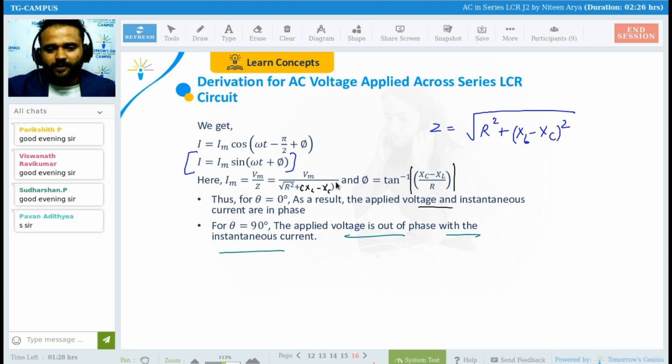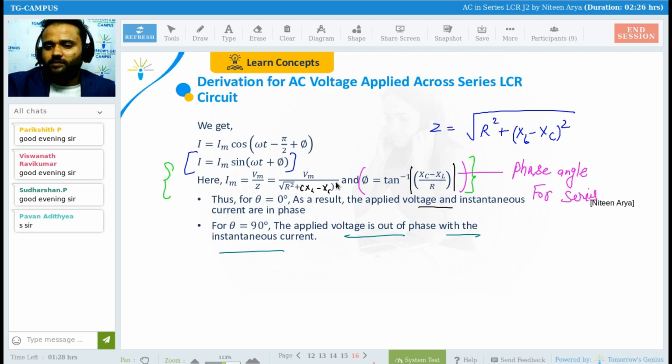Okay. So in this way, we can find the I equation and Q equation in general. This formula is very, very important. Directly they ask for Im, the magnitude or maximum value in an LCR circuit. Directly they ask for the phase angle. This is your phase angle for an LCR circuit. Here phi, this one. Phase angle for a series LCR circuit.